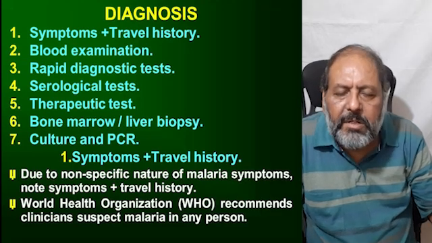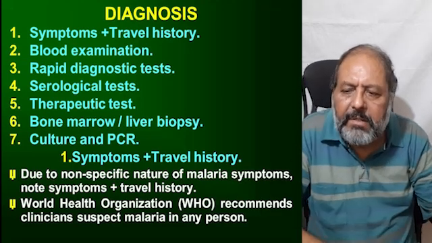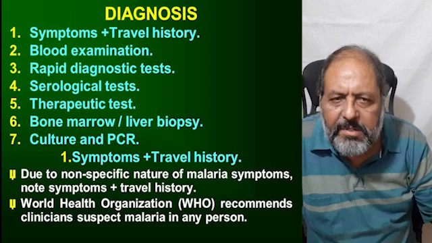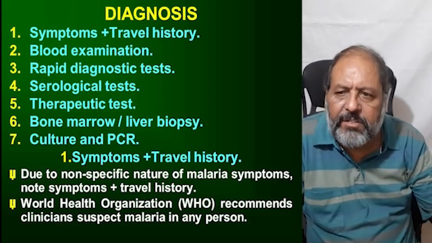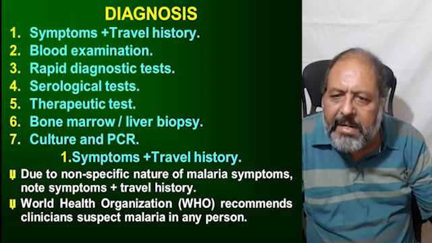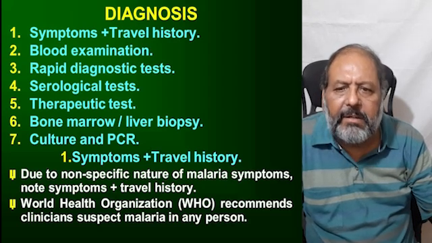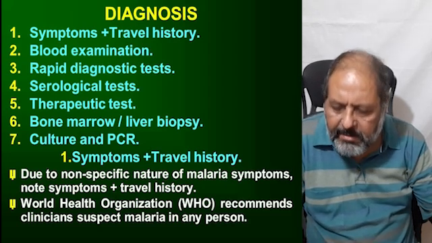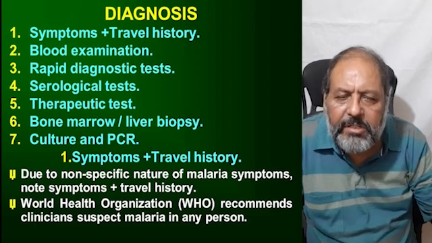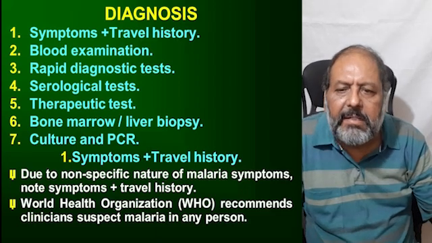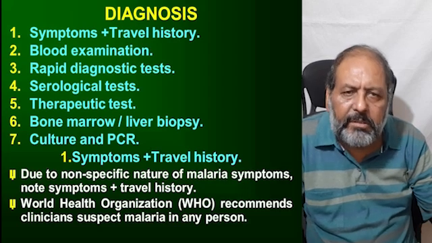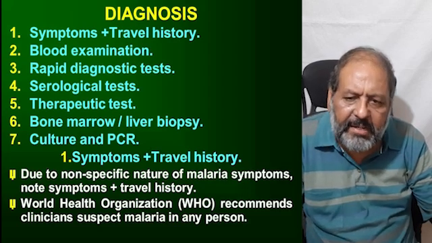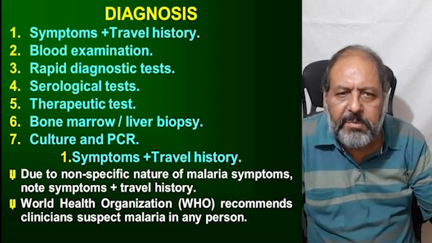Now, what is the diagnosis of malaria? There are 7 parameters for that. Number 1 is symptoms plus travel history. Number 2, blood examination. Number 3, rapid diagnostic test. Number 4, serological test. Number 5, therapeutic test. Number 6, bone marrow or liver biopsy. And number 7 is culture and PCR.